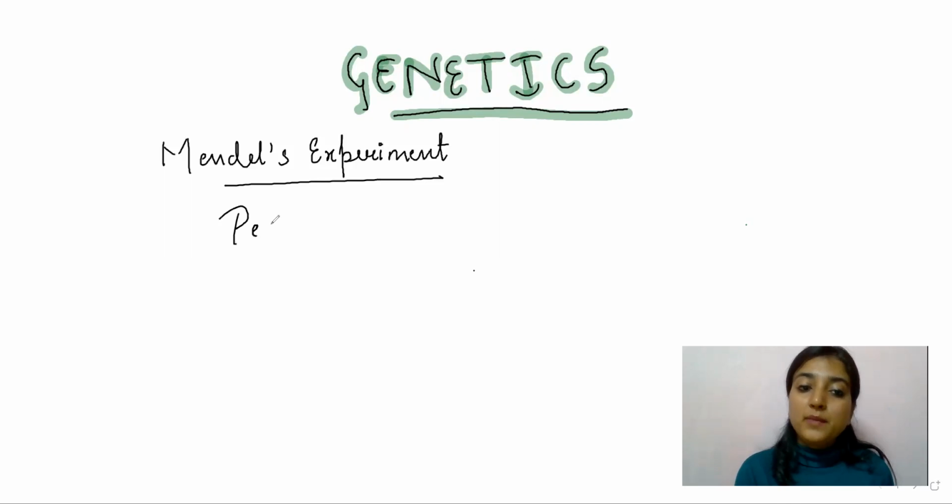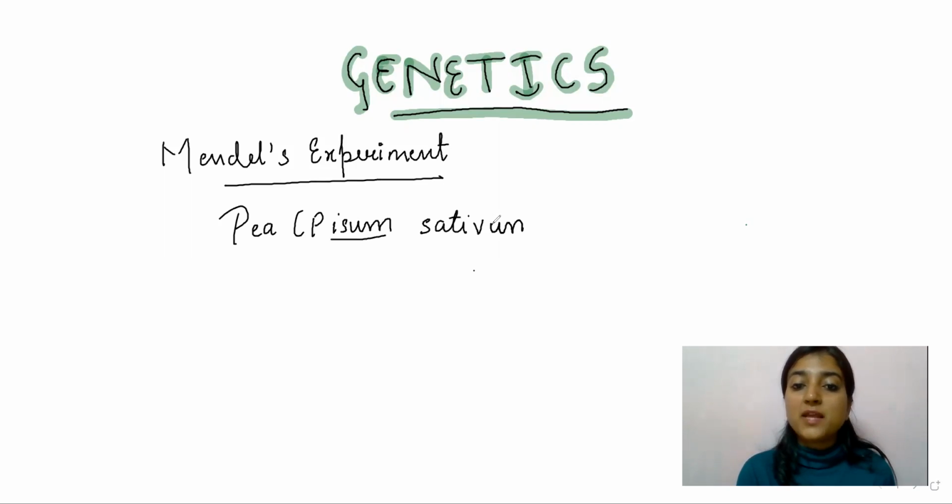Mendel took P, that is Pisum sativum, for his experimental work. Pisum sativum is the scientific name of the pea. Okay, now why did he take the pea for his experiment? Because it had certain advantages.